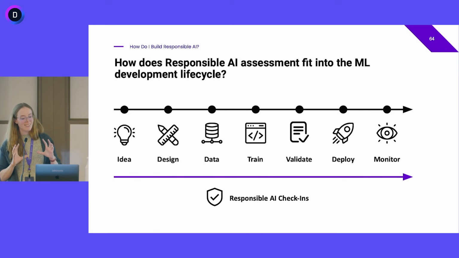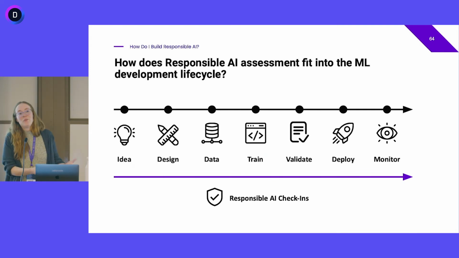So if there's one thing that you take away from this talk, right, it's that if you're thinking about doing responsible AI assessment, if you're thinking about adopting a responsible AI development process, you need to do it throughout. It cannot be a single moment in time that you're doing that check-in.